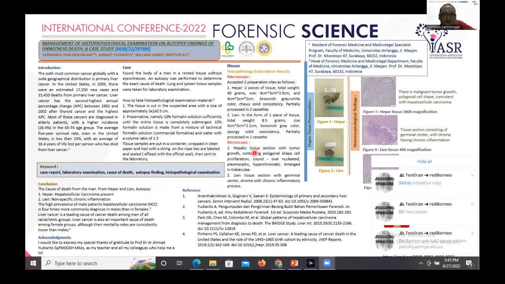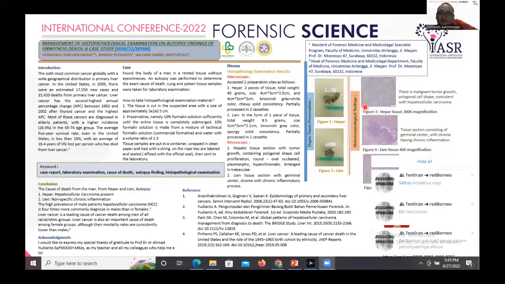From microscopic examination, we found, first, hepatic tissue section with tumor growth containing polygonal shaped cell proliferation, round oval nucleated, pleomorphic, hyperchromatic, arranged in trabeculae. Lien tissue section with germinal center, stroma with chronic inflammatory process. This is figure one, the hepar tissue, and figure two, lien tissue.